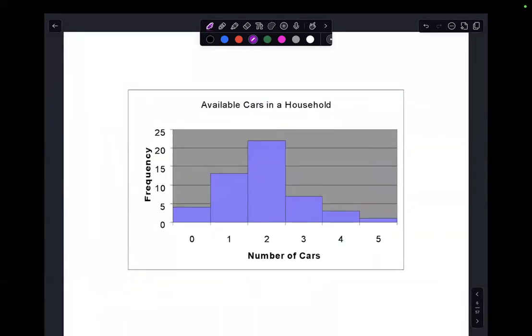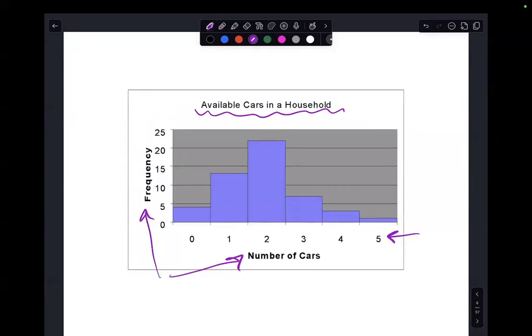Here's my histogram. Notice I have a title. This is required, a title. I have axis titles. Those are also required. This right here tells you the values in each of those bars. So for number of cars, my number 2 right here goes up to about 22. This is the histogram. The bars are touching each other, and it's very similar to the bar graph. A histogram with discrete data looks almost exactly like a bar graph, except those bars are touching each other. Continuous data is going to look a little bit different.